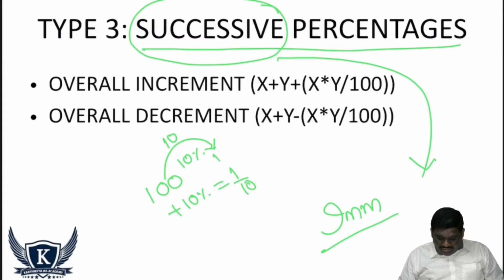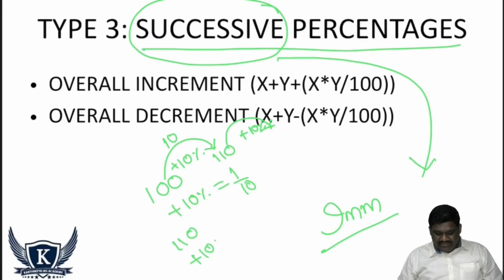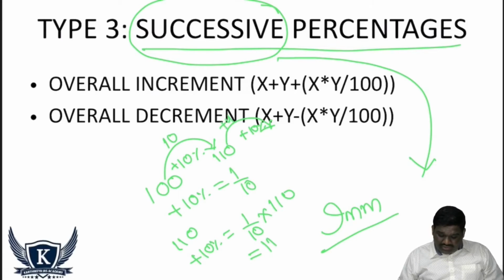So now I took 110 rupees to the market and asked the shopkeeper to give the pen. But again he said, sir, due to the demand, we increased the cost again by 10%. Then I came home and noticed the cost is now 110 and they increased it by 10%. That means 1 by 10 into 110, which is nothing but 11. So they increased 11 rupees. So the total cost is 121 rupees.